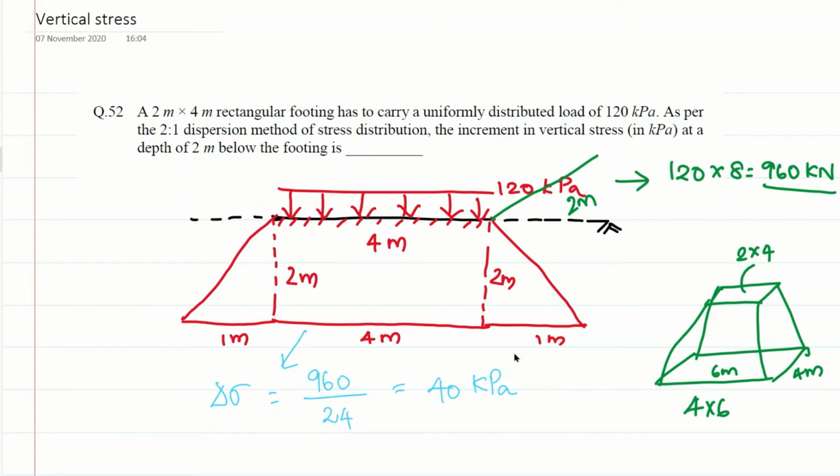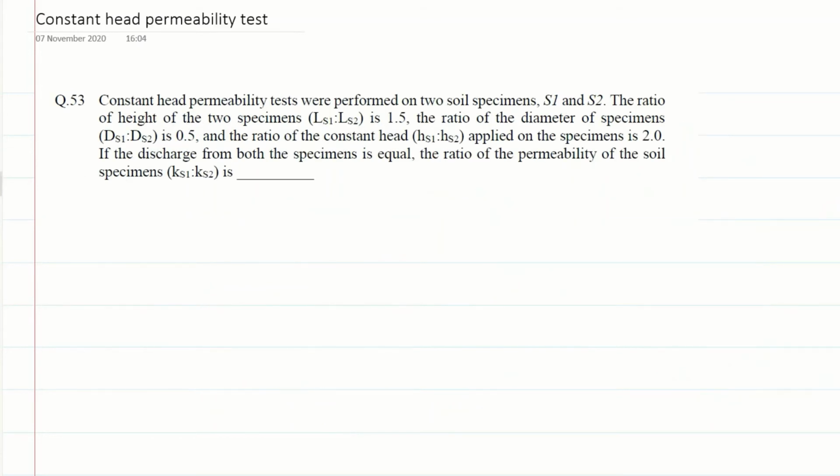Okay, so just make a note of it. Because of the spreading of load or distribution of the load at deeper layers, the load intensity has actually reduced. So at the surface it is 120 kPa, whereas at 2 meter depth it is just 40 kilopascal. Okay, so now we move on to the next question.